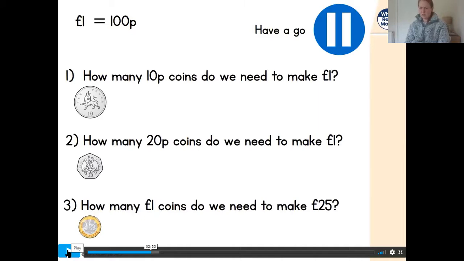And then it says, oh, this is a big one. How many £1 coins do we need to make £25? That's a lot, isn't it? But we know that £5 was 500 pennies. Oh, it's saying how many £1 coins do we need? Sorry, I thought it was asking how many pennies. That would have been a lot of pennies. How many £1 coins do we need to make £25? Jot down your answers, pause me if you need to, and we'll come back and go over it together.